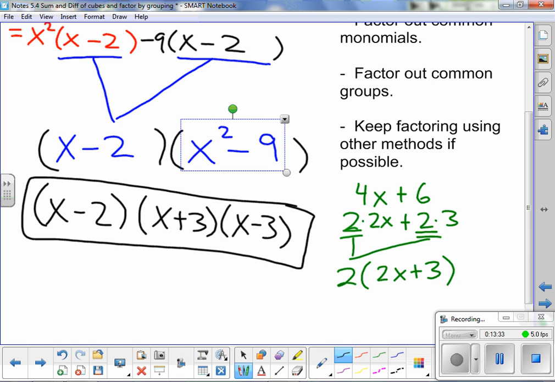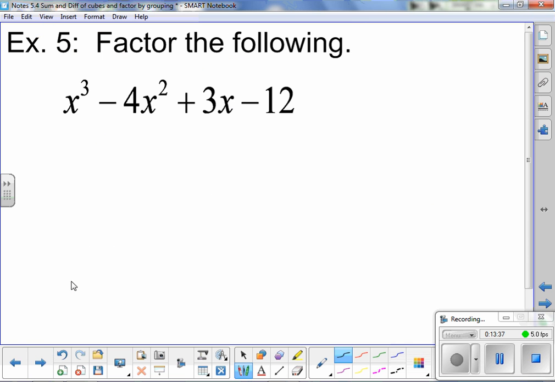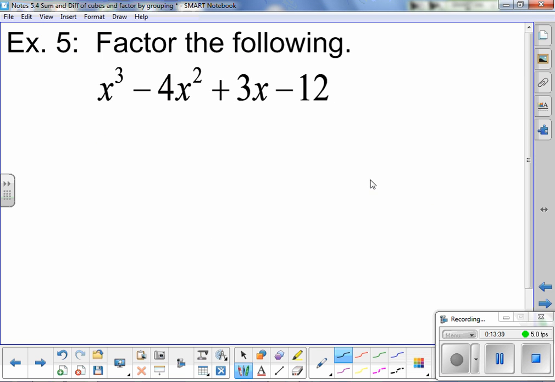Okay. And let's go ahead and do this one. We'll do a couple of these. So this one, first off, group them. So that'll be x cubed minus 4x squared plus 3x minus 12.